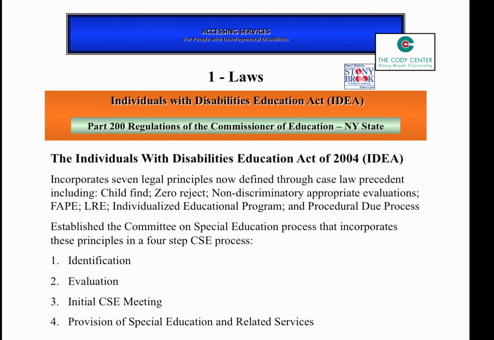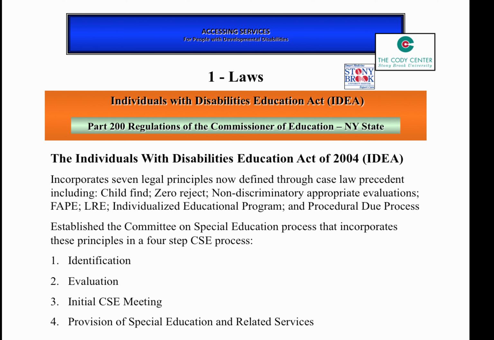IDEA incorporates 7 major legal principles that are now defined through case law precedent. These principles include the principle of child find, the principle of zero reject, the principle of non-discriminatory appropriate evaluations, the principle of free appropriate public education, or FAPE, the principle of least restrictive environment, or LRE, the principle of individualized education program, or IEP, and the principle of procedural due process.